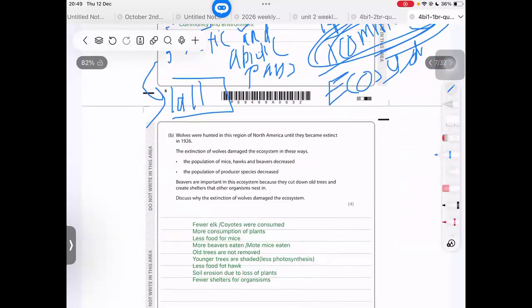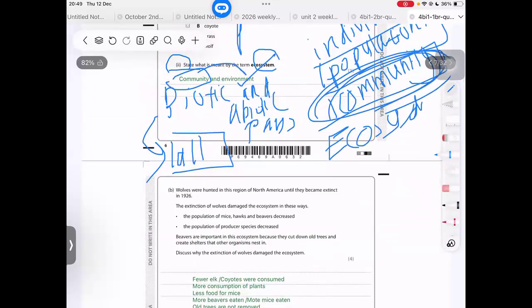Right. Yes. No, miss, I got the mark. Like I wrote, an ecosystem is the combination of biotic and abiotic factors.